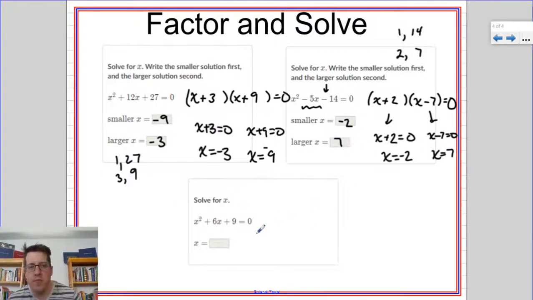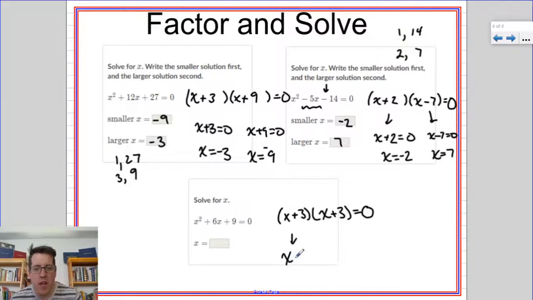Some of the problems you'll see have just one answer blank, and that's because when you factor them, they factor to the same thing twice. This is called a perfect square trinomial, and it has what's called a repeated solution. So the only answer we would get out of this would be x equals -3. Just one solution for that one.